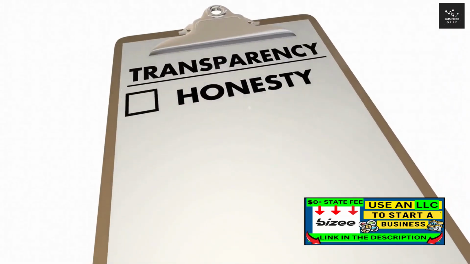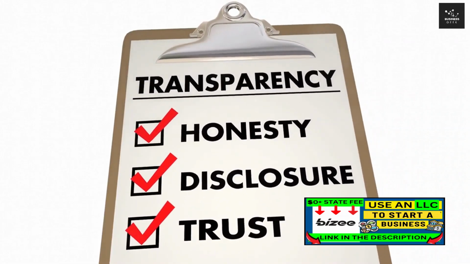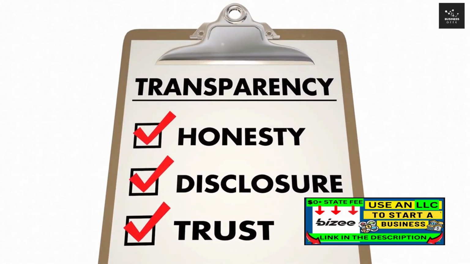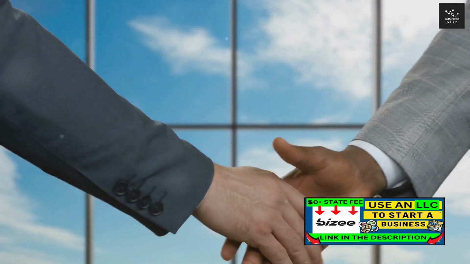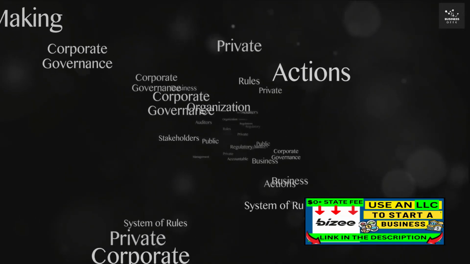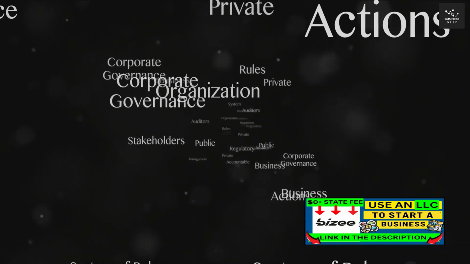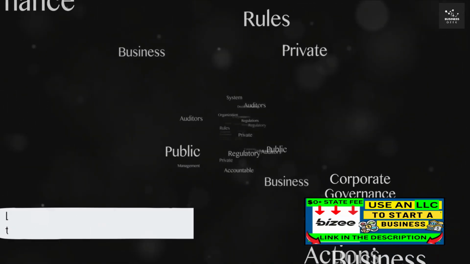It's a move aimed at preventing illicit activities such as money laundering and tax evasion that can often be hidden behind anonymous shell companies. In essence, it's about bringing a degree of transparency to the corporate landscape that hasn't been seen before. It's about holding companies accountable and ensuring that everyone plays by the rules. Intriguing, isn't it? Let's delve a bit deeper into the key points of the CTA.